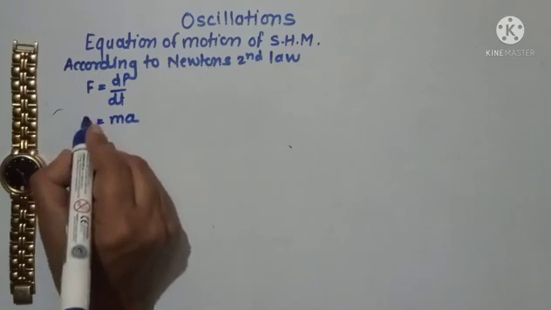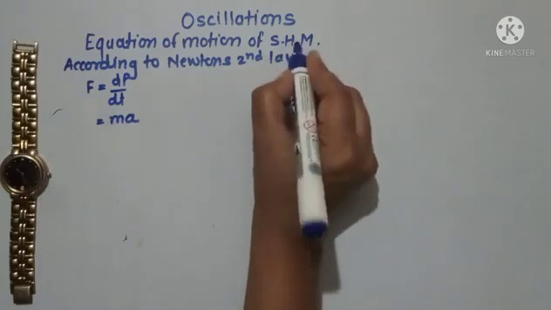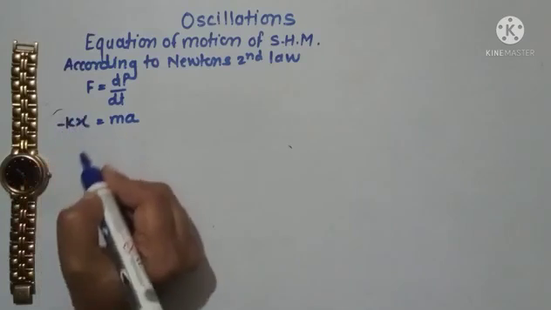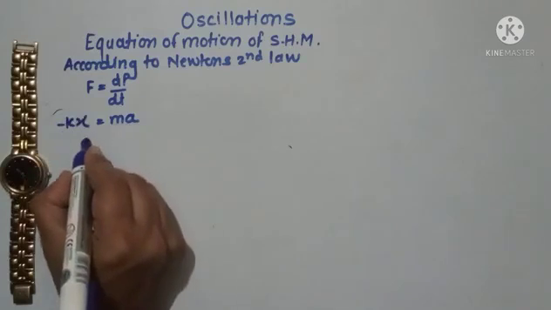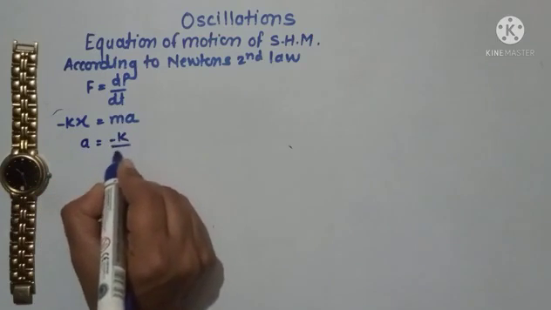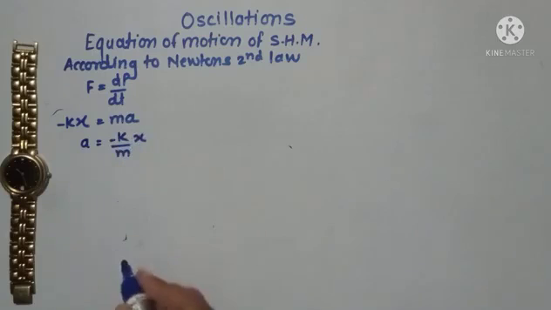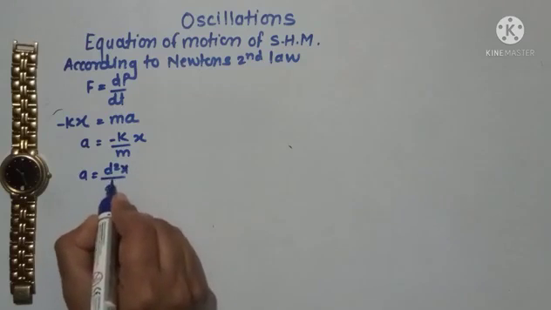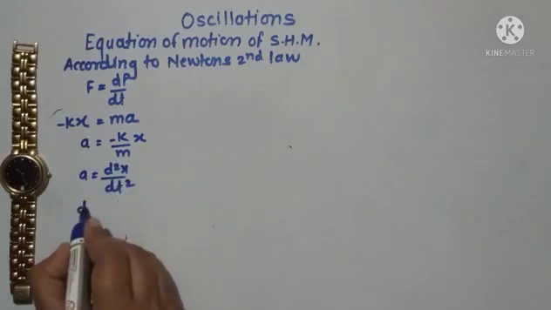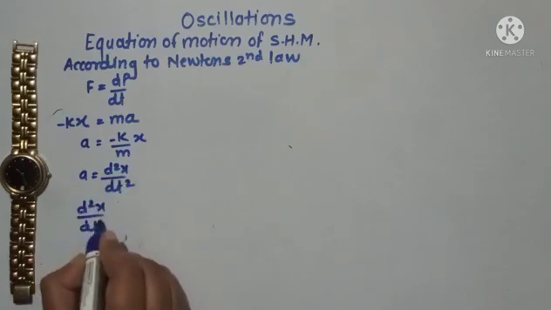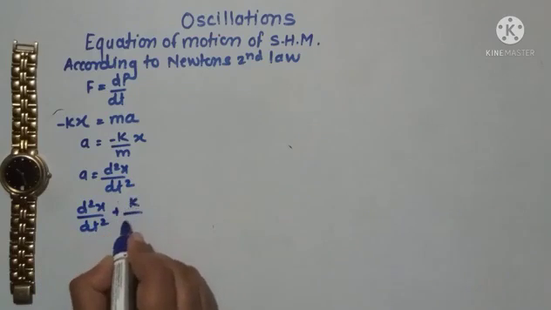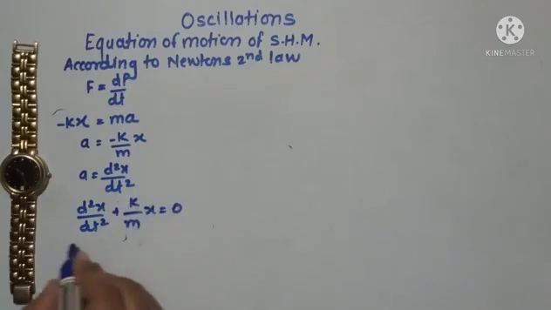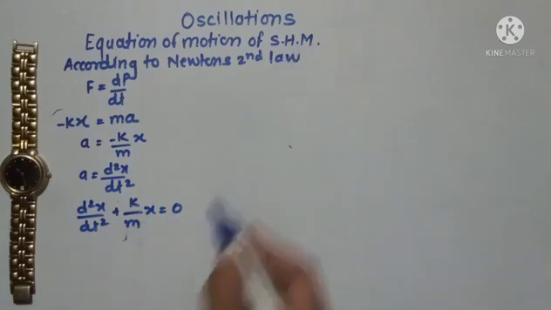And now we know that this force is a restoring force in the case of simple harmonic motion. So I can write this as minus k into x, and I can write a is equal to minus k upon m into x. If I put the value of a as d square x upon dt square, I get d square x upon dt square plus k by m x is equal to 0. Now this is called the equation of motion of the simple harmonic motion.